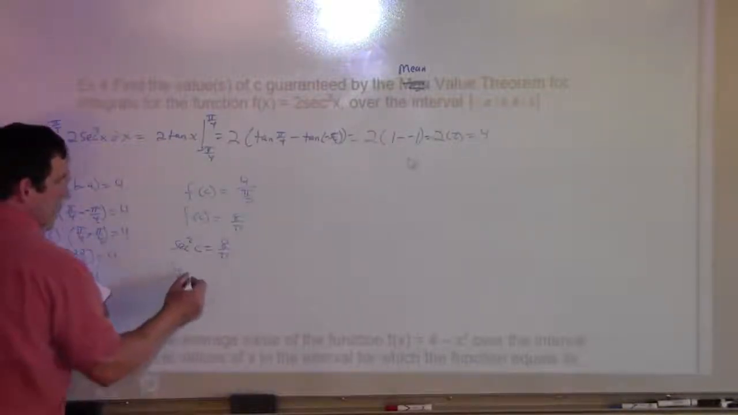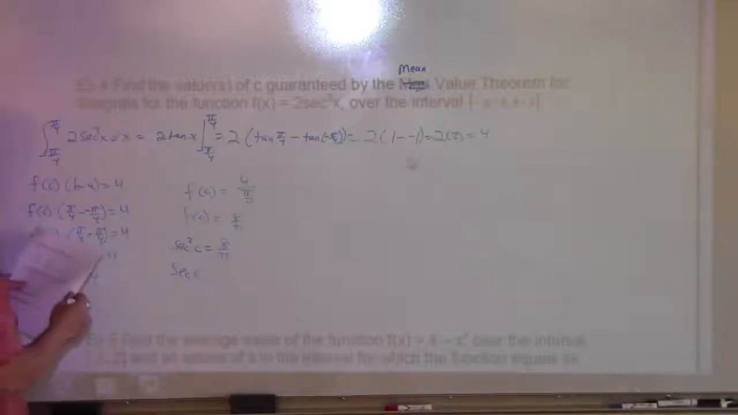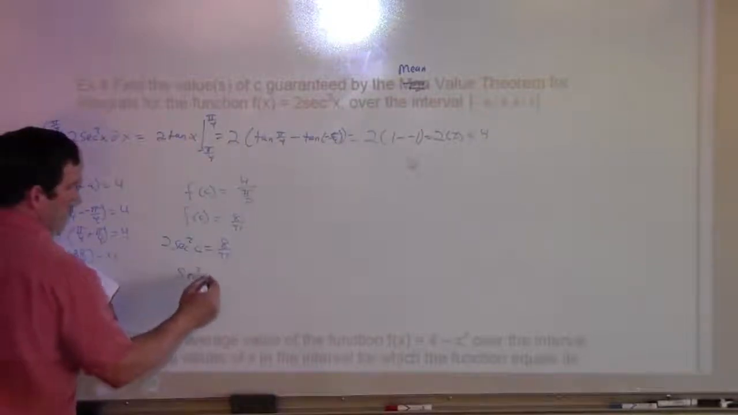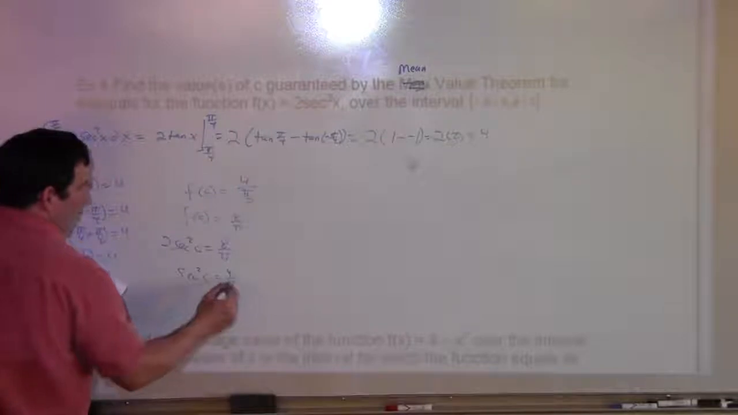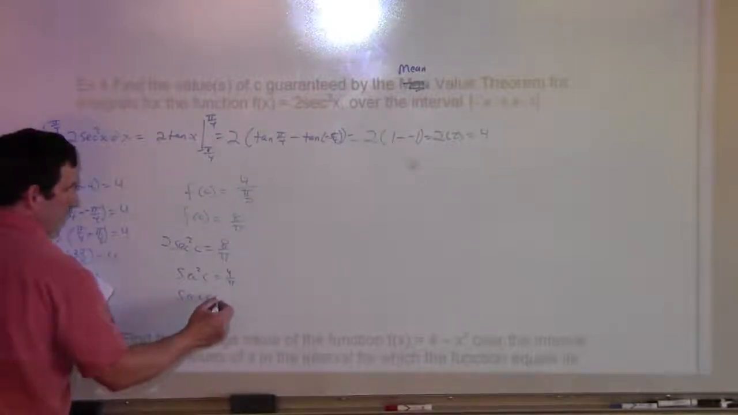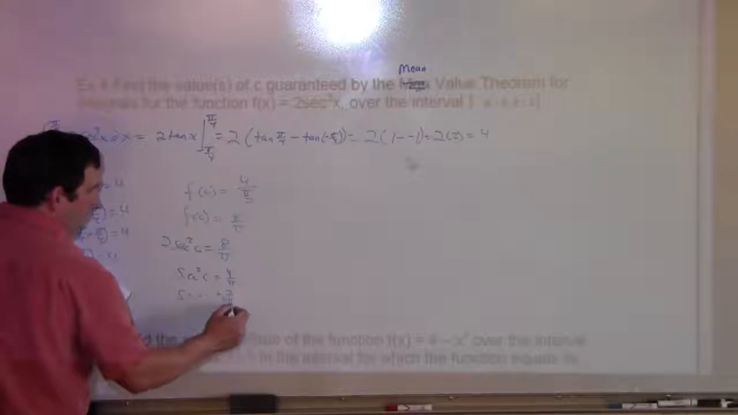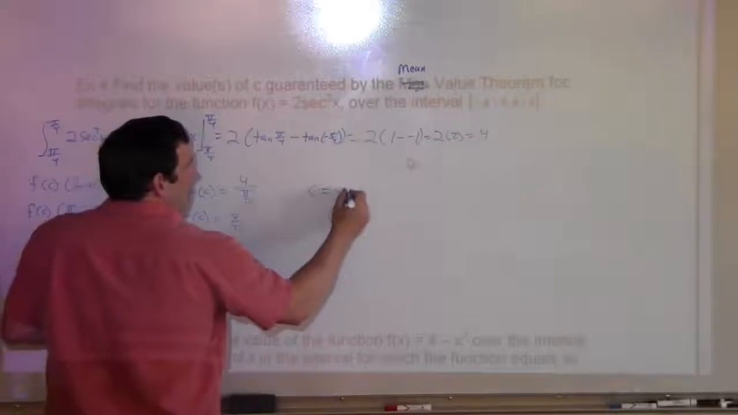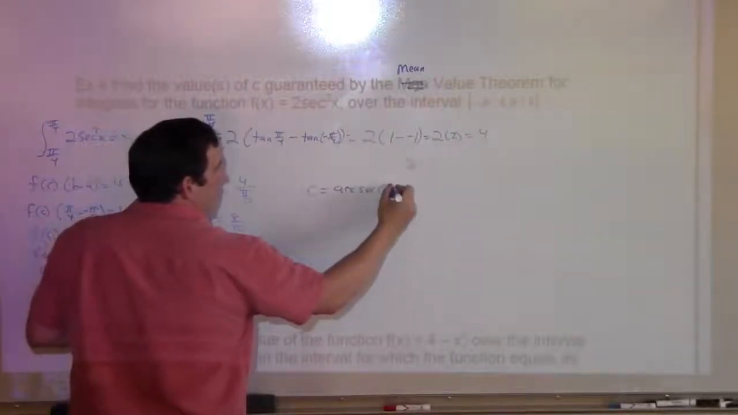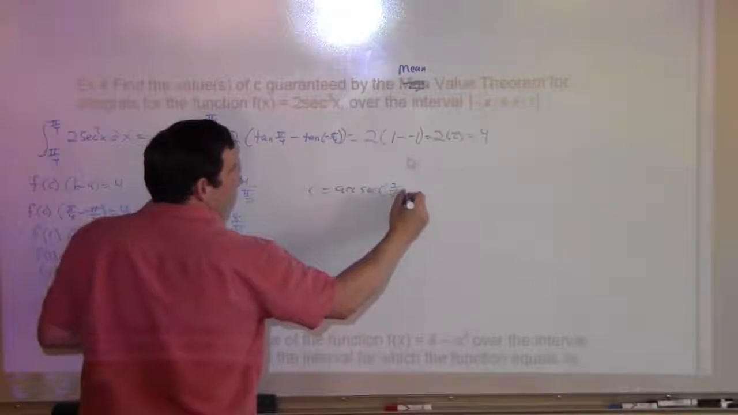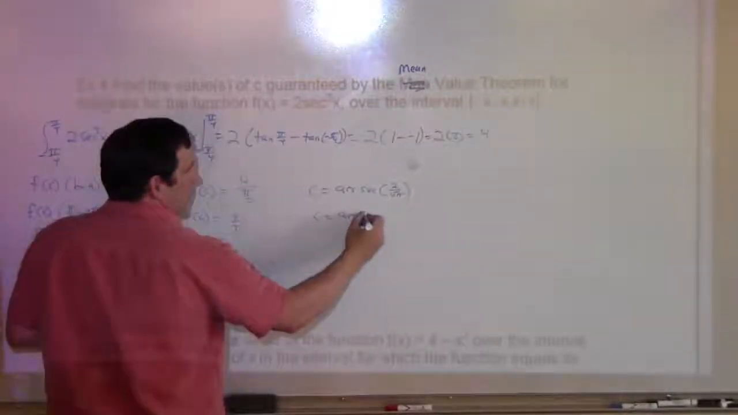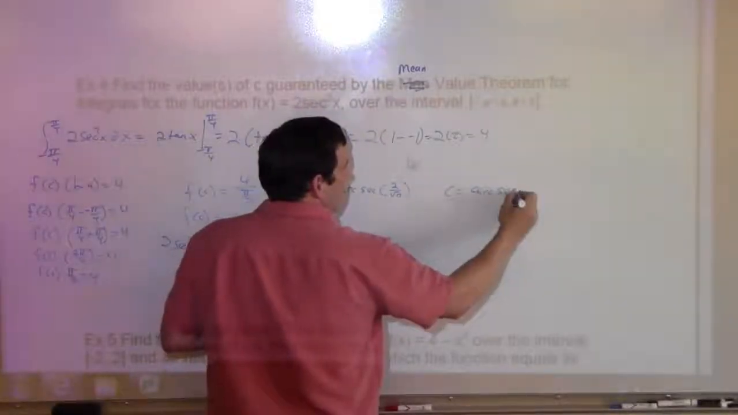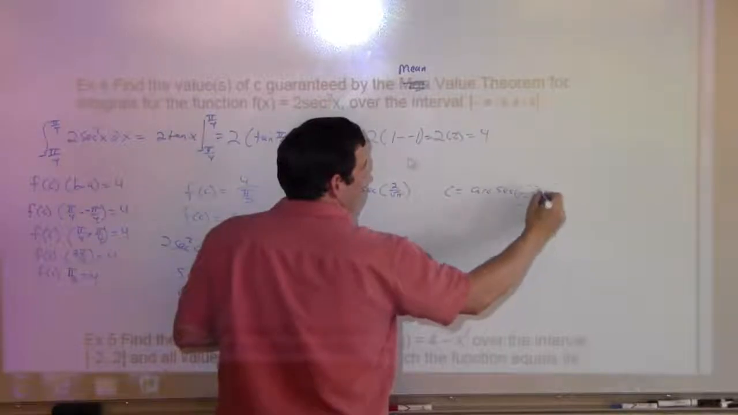That means secant of c, oh, I forgot that it's 2 secant squared. So if we divide the 2 out, secant squared c is 4 over pi. That means secant of c is going to be plus or minus 2 over the square root of pi, if you take the square root of both sides. So c is going to be the arc secant of 2 over the square root of pi, and c would be the arc secant, I mean, we'll do two different columns here. c equals arc secant of negative 2 over the square root of pi.